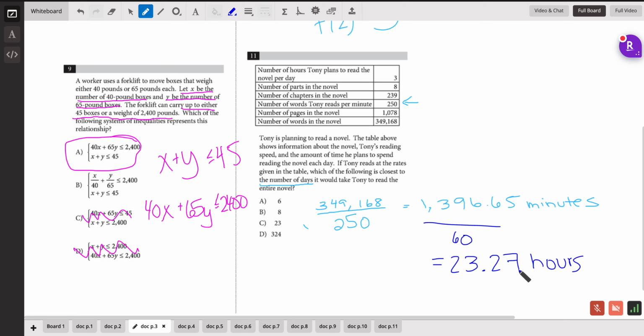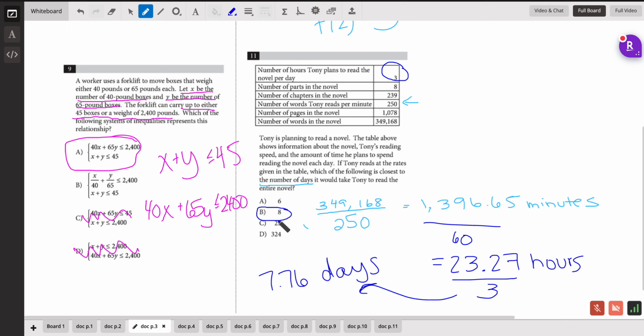Now, he's not reading for 23 hours straight. If we take a look here, he's only planning on reading 3 hours per day. So we're going to take this number and divide by 3 to figure out how many days we're going to get. And when I do that, I get 7.76 days. Now, 7.76 is obviously not a solution, so it does make sense that it would be 8 days, and that is the correct answer.